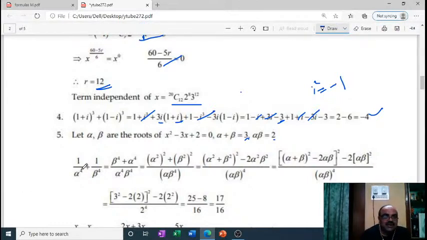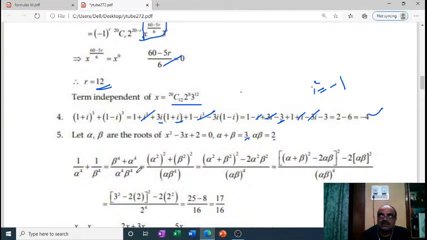They asked us to calculate 1 by alpha to the power 4 plus 1 by beta to the power 4. Take LCM: beta to the power 4 plus alpha to the power 4 by alpha to the power 4 into beta to the power 4. Now, how do you expand this? This is (beta square) whole square plus (alpha square) whole square, and the denominator is (alpha beta) to the power 4, correct?